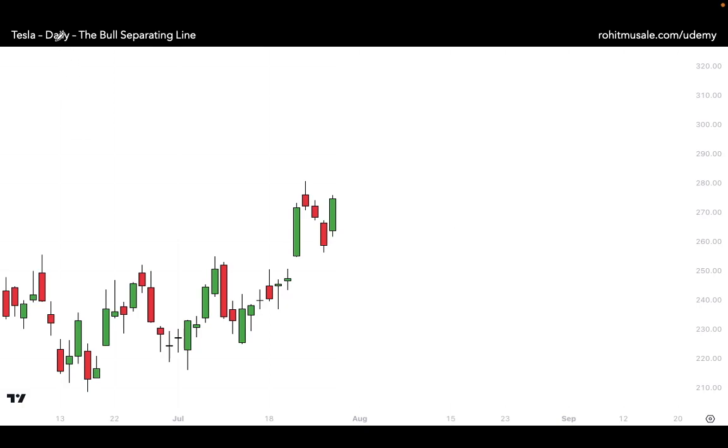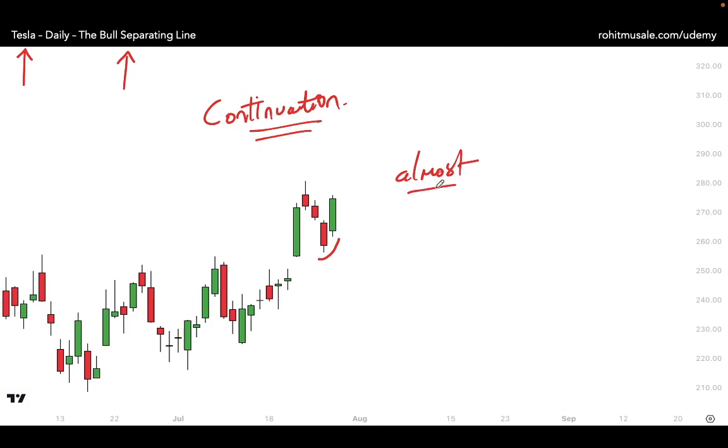In this video, we will look at the bull separating line. This is a daily time frame chart of Tesla. The bull separating line is a continuation pattern. It's a two candle pattern. As you can see here, that's a bull separating line. The characteristic of a bull separating line is that both the candles have almost the same opening price.